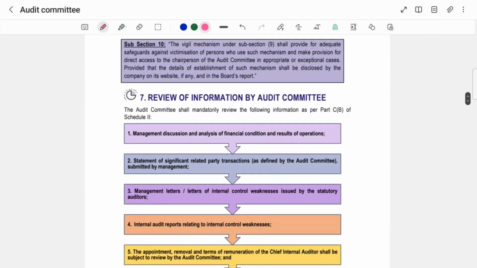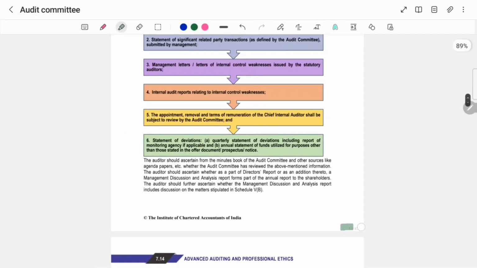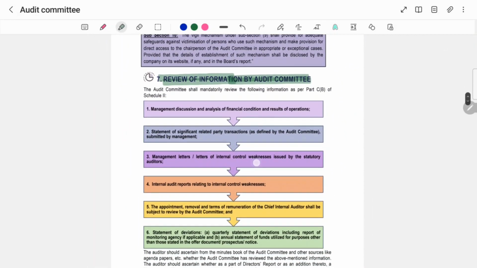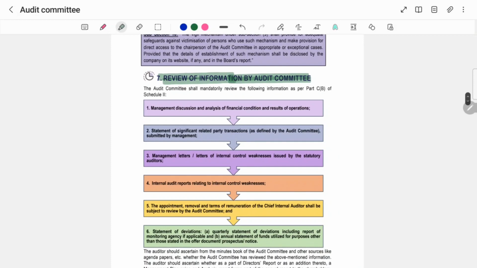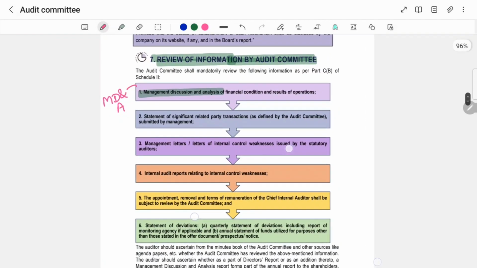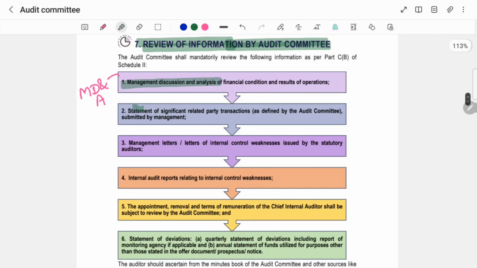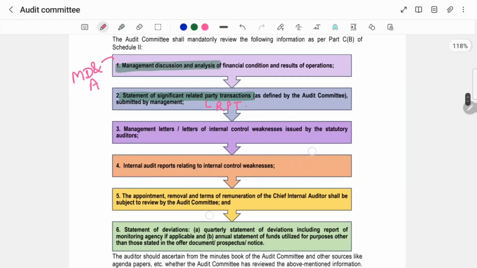Then there is review of information by audit committee. Just now we are on page number 13. So here is management discussion and analysis. What is the first point? Management discussion and analysis. How can you remember this? MDNA, that is management discussion and analysis. The next point is statement of significant related party transactions. How can you remember this? RPT, that is related party transaction.